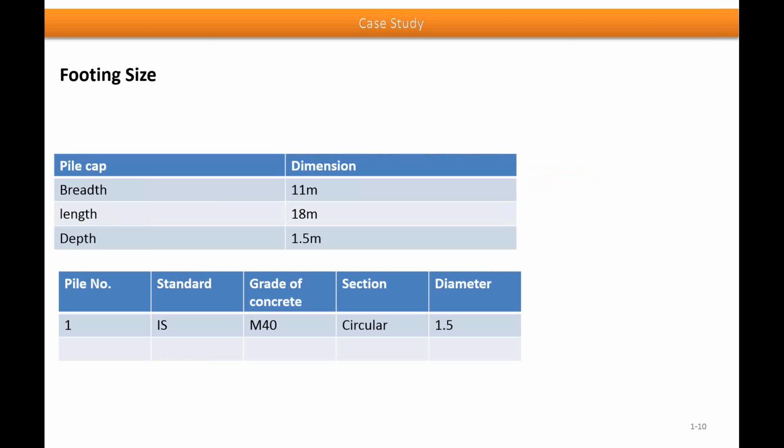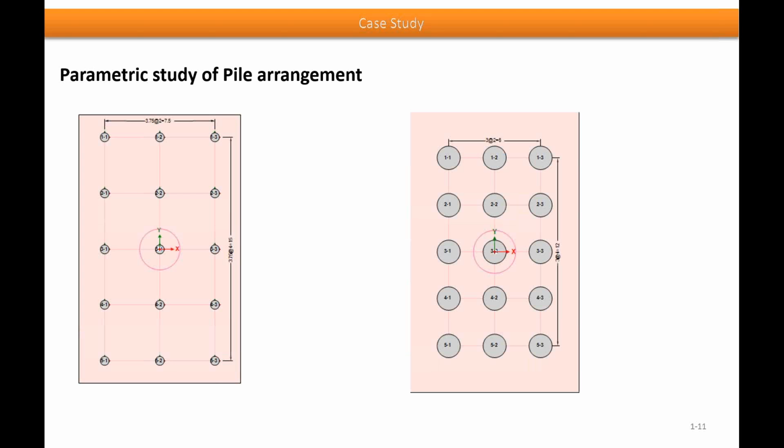Now the footing size we will be considering is a breadth of 11 meter, length of 18 meter, and a depth of 1.5 to 2.5 meter. Then you have the pile, for which we will be using Indian standard M40. The section will be circular and the diameter being 1.5 meter. So you can perform a parametric study.